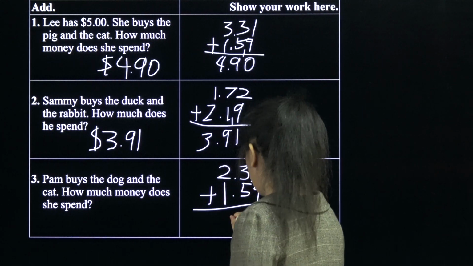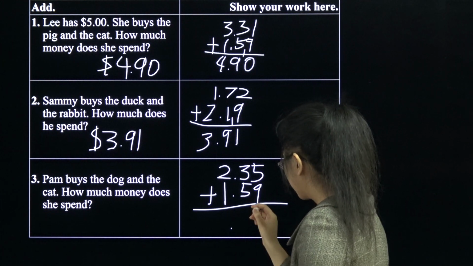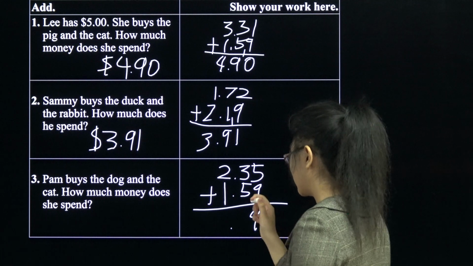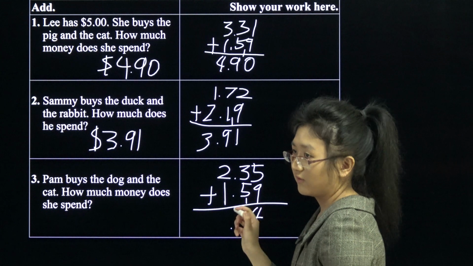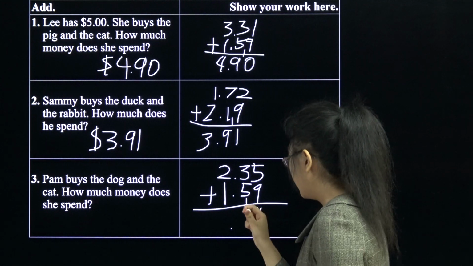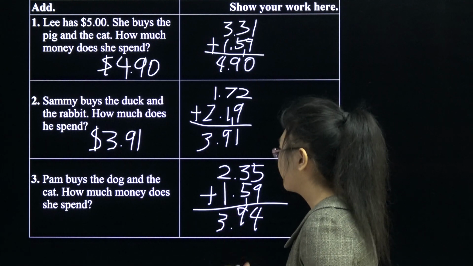The decimal points are lined up. You can drag it down right now if you want to. 5 plus 9 is, well, 14, but we have to regroup, so we just have a 4 over here. 5 plus 3 plus 1, or 3 plus 5 plus 1, is addition, so the order doesn't really matter. It is 9. And then 2 plus 1 equals 3.